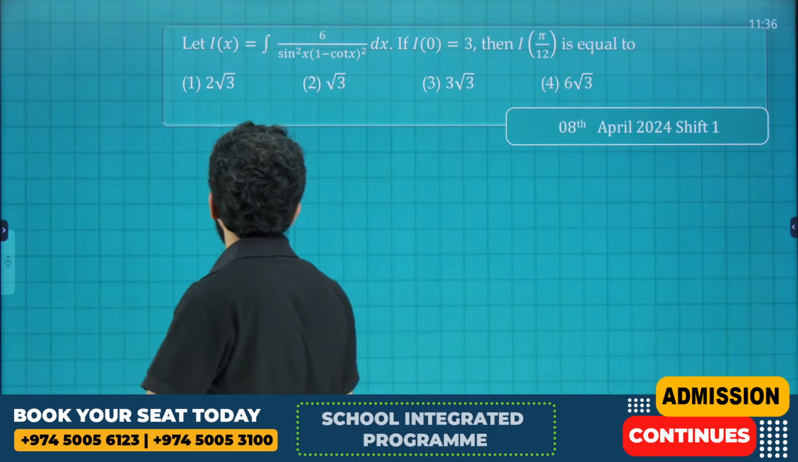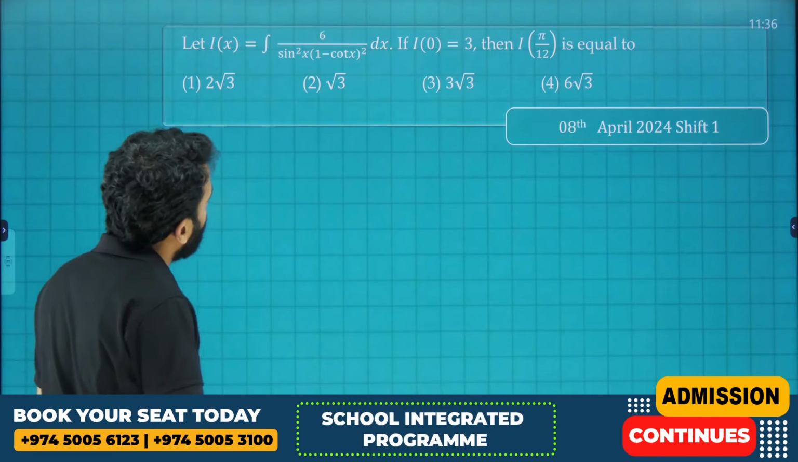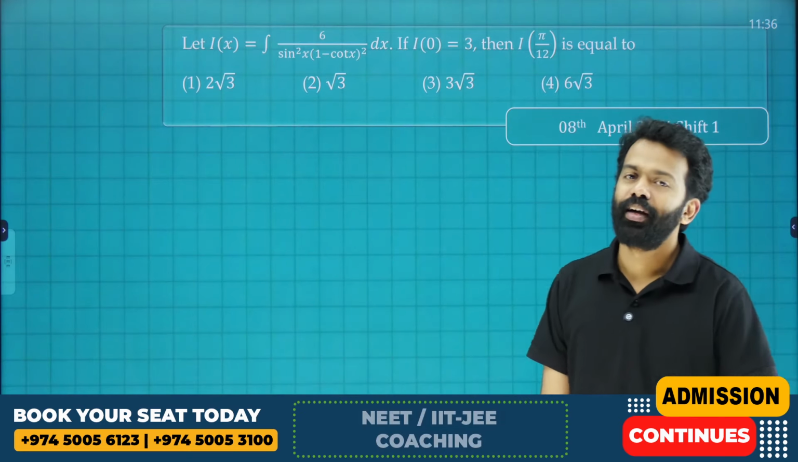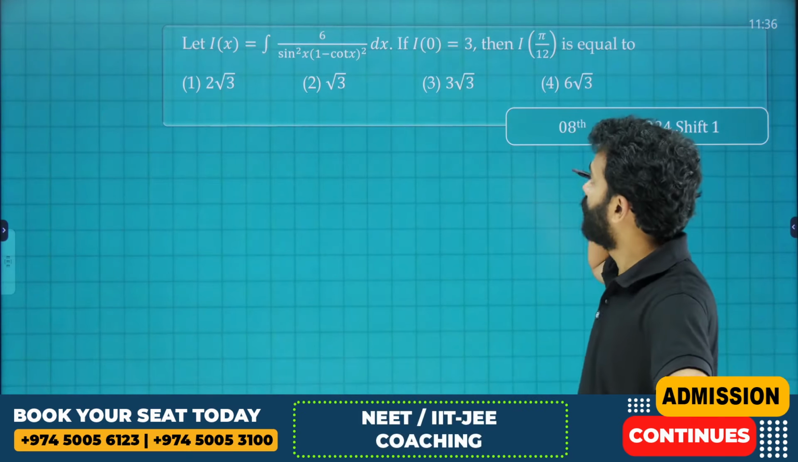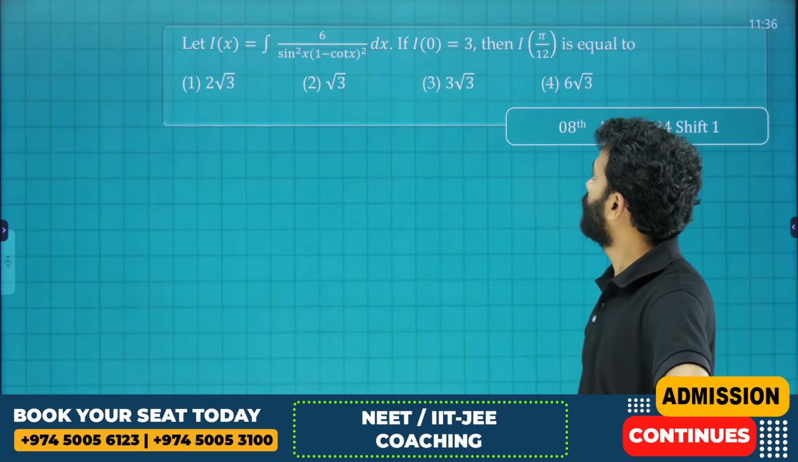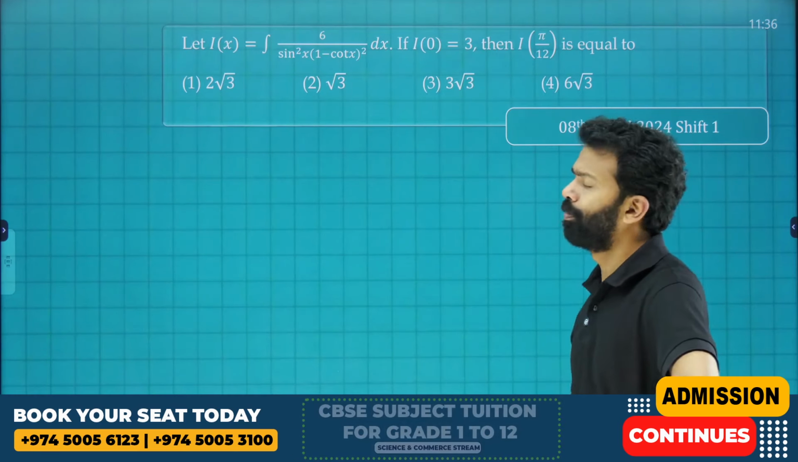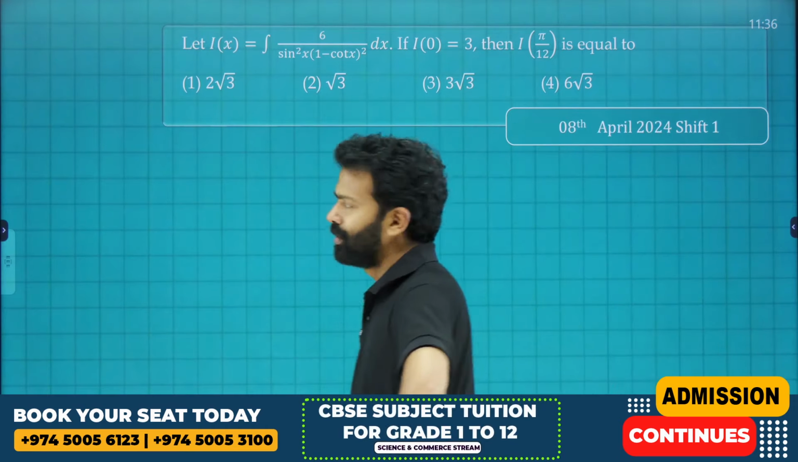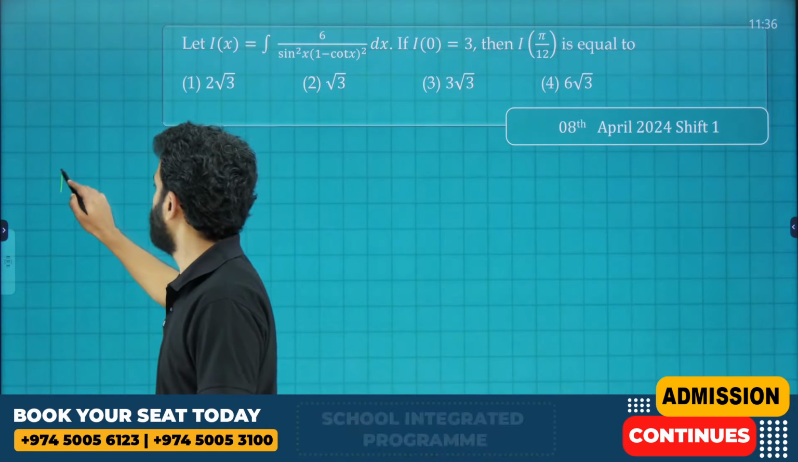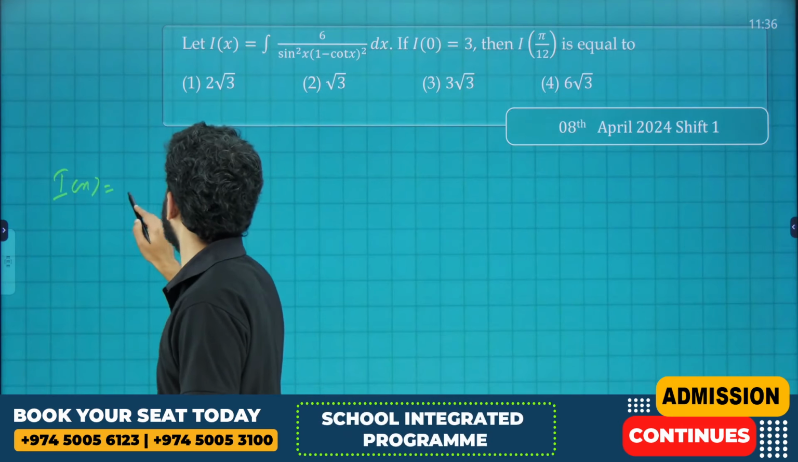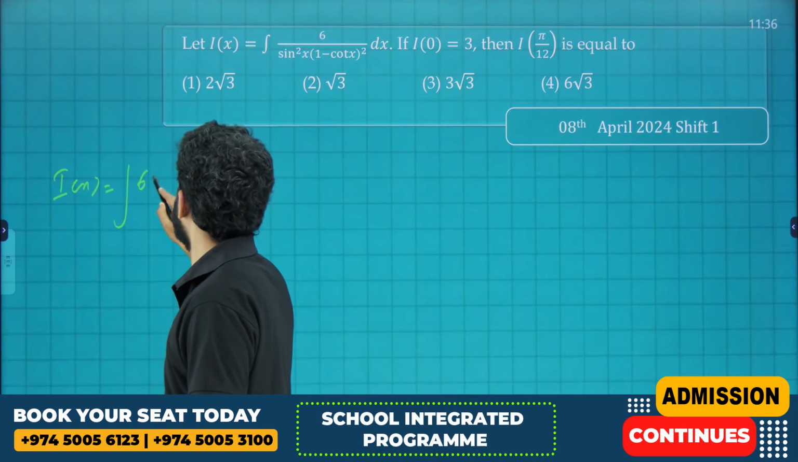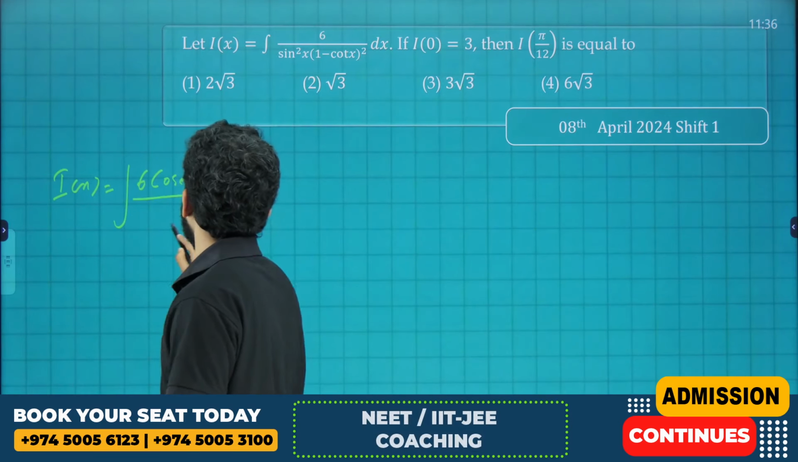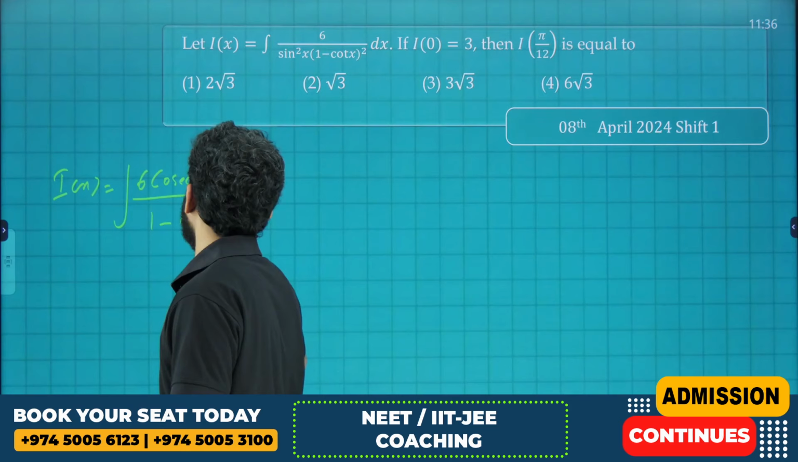Let I of x is equal to 6 by sin square x into 1 minus cot x the whole square, and it is given that I of 0 is equal to 3. Then what is the value of I of pi by 12? See, how are you going to integrate this? It's a very easy question. I of x is equal to integral of 6 into cos square x dx divided by 1 minus cot x the whole square.